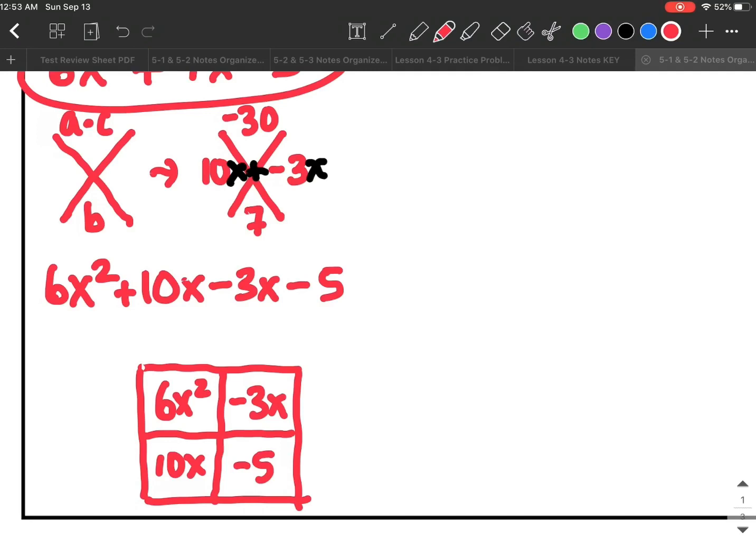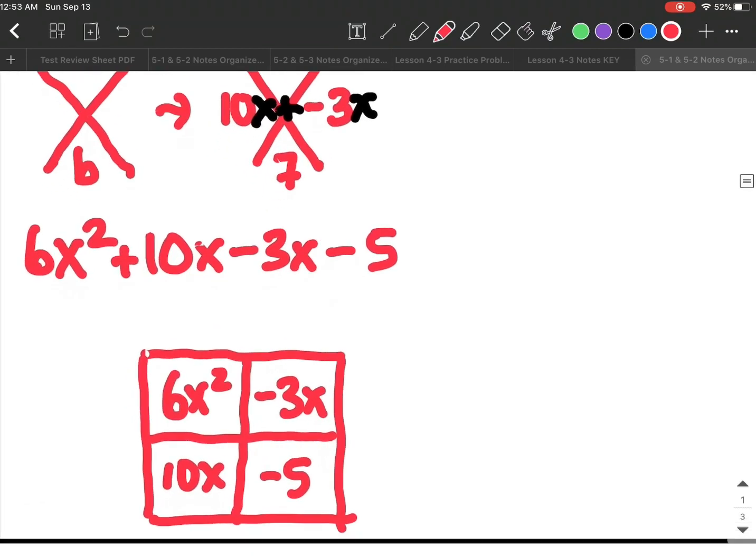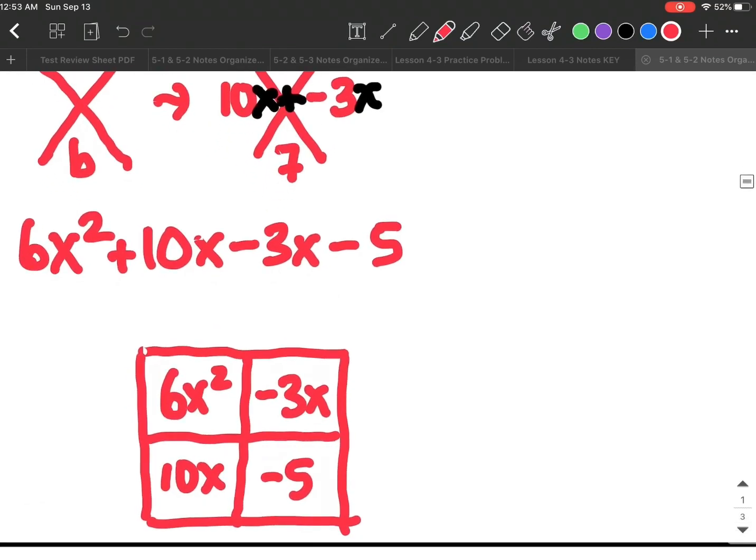So I'm looking at 6x squared first. What two x terms multiply together to get 6x squared? I could try 6x times x, but that wouldn't work in making the other numbers work. I can't multiply 6x by any whole number to get 10x, so it wouldn't work. Also, if I put 6x here, I couldn't multiply any whole number by 6x to get negative 3x. So what I'm going to do instead is use 3x and 2x.